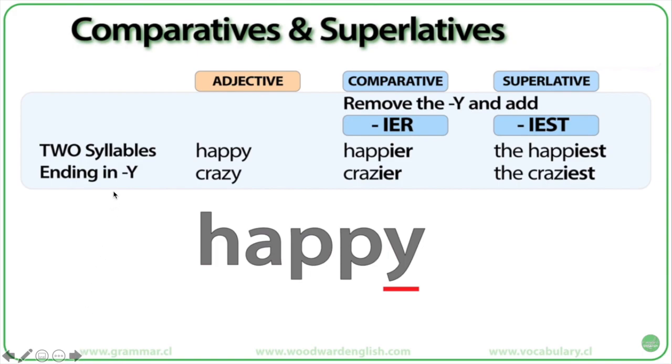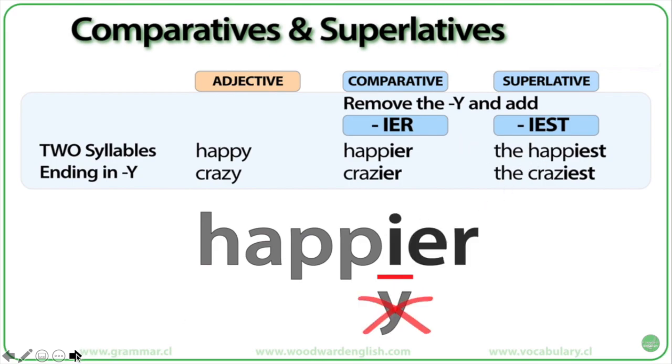All right, what happens if we have two syllables ending in Y? We consider them short adjectives. So we just need to remove the Y and add IER for comparative and IEST for superlative. So happy becomes happier than, crazy becomes crazier than. For the superlatives, the happiest, the craziest. So happier, we eliminate the Y and add I, ER, and happiest, we eliminate the Y and add IEST. Is this clear?